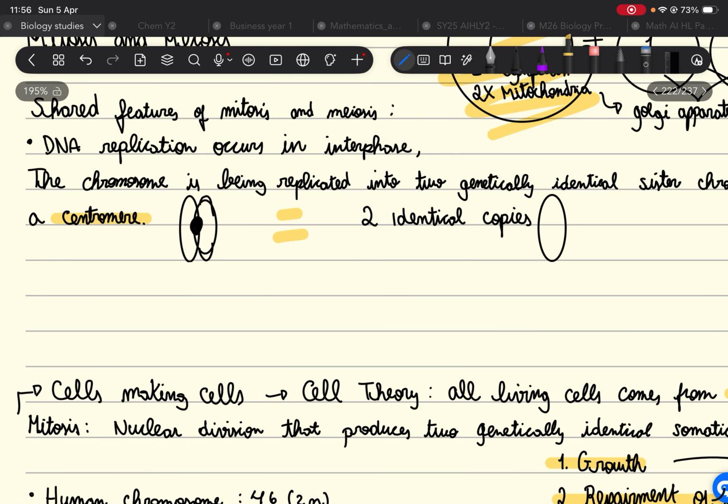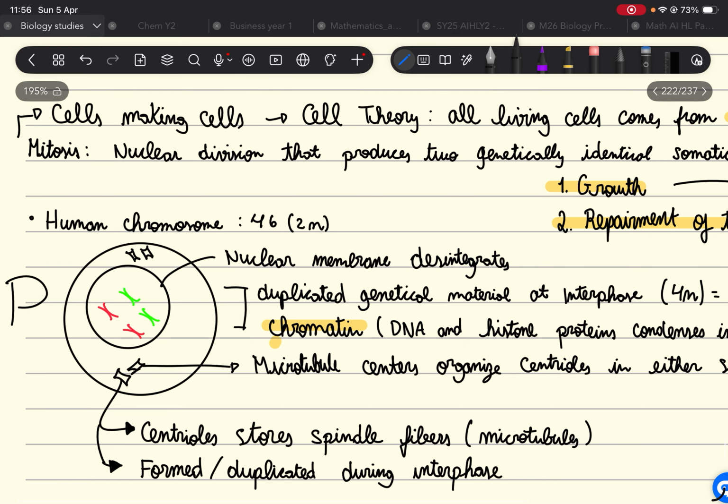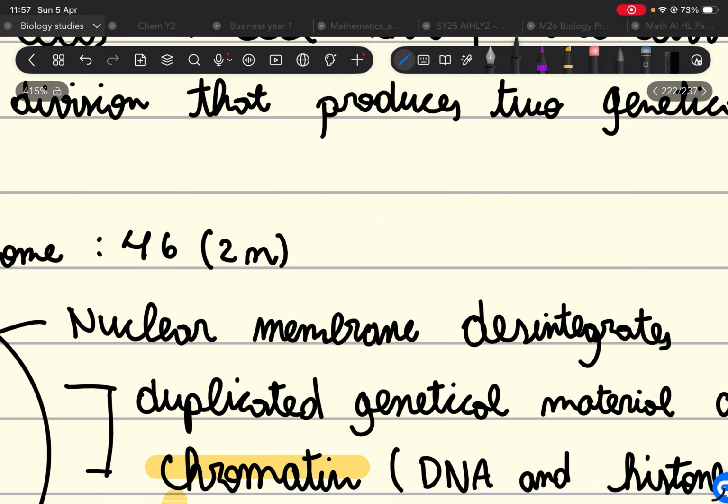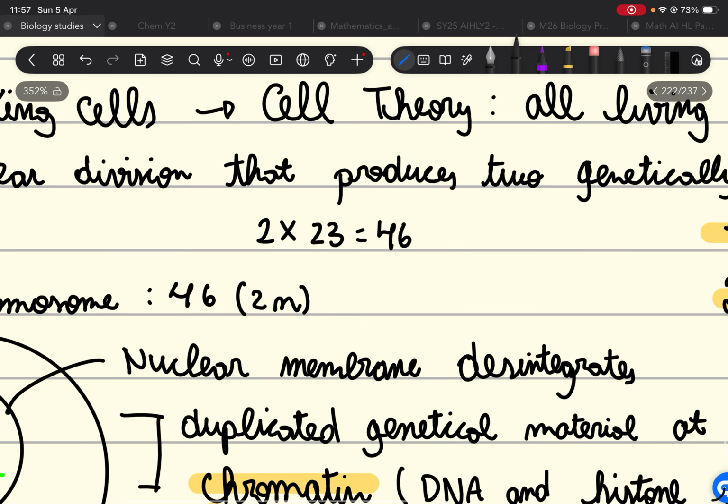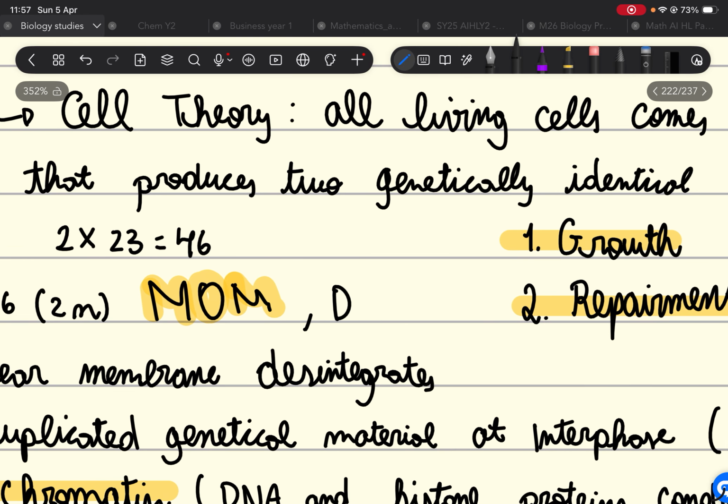Okay, so basically, let's go here. So we have the human chromosomes. There are 46 chromosomes, or two sets of 23, which is equal to 46 chromosomes. We get one set from mom. So mom gives us 23, and dad also gives us 23.